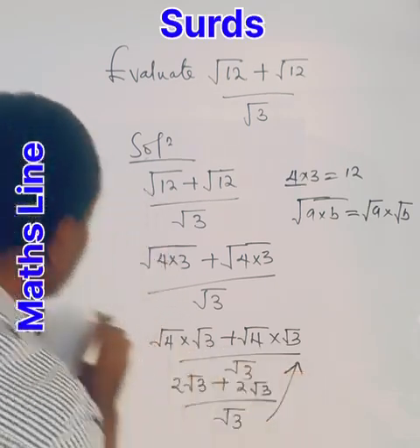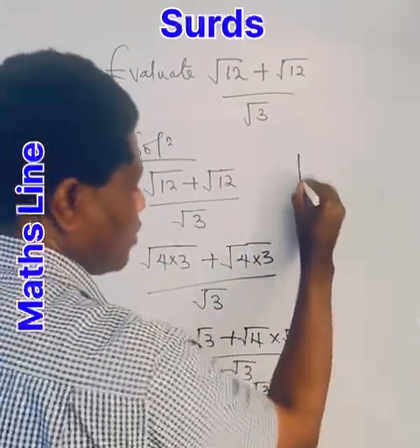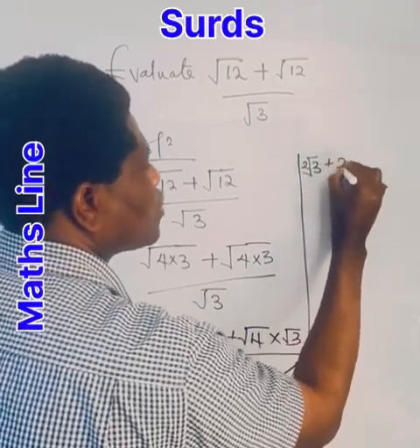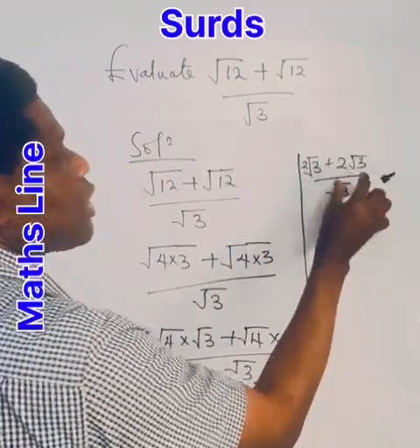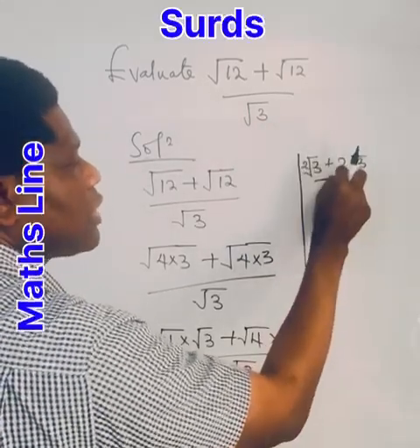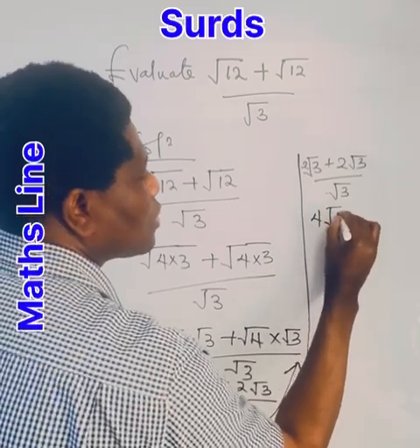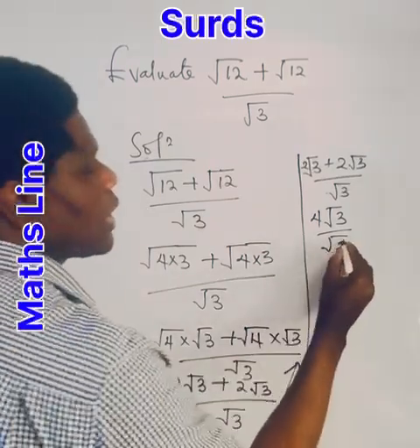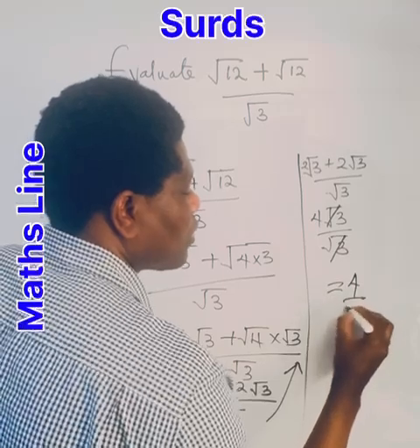Let me take this up. So we have 2 root 3 plus 2 root 3 all over root 3. Because these two terms are the same, we'll take one of them, then we add the numbers together. So 2 plus 2 will give us 4 root 3 all over root 3. So in that case, we can say root 3 strikes out root 3. That means that our answer is equal to 4.